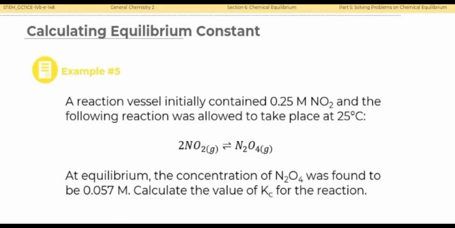Example number 5. A reaction vessel initially contained 0.25 molar nitrogen dioxide and the following reaction was allowed to take place at 25 degrees Celsius.